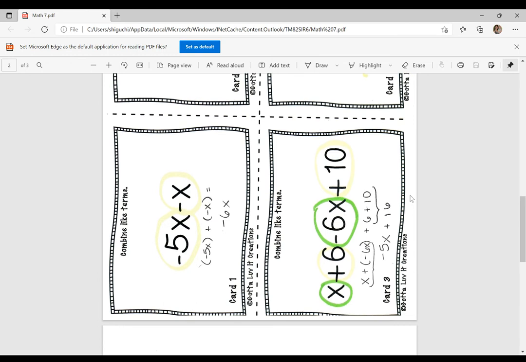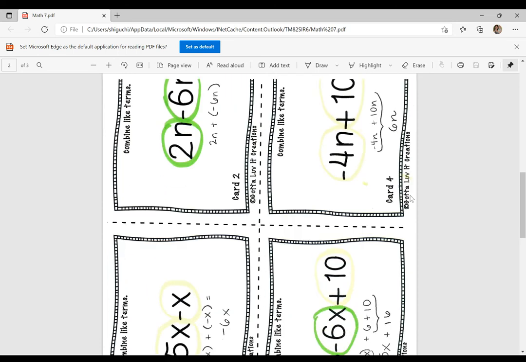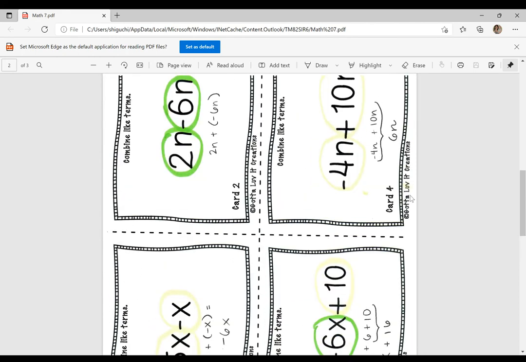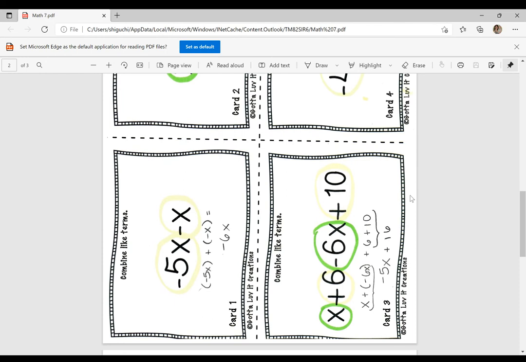In any case, what you're going to do with these task cards, again, is you're going to simplify the expressions by combining like terms. So the first couple, I've shown you an example here. You'll see on card 1 and card 2, they're only one type of term and they are like terms. So I was able to combine them. So example in card 1, negative 5x minus x, those are like terms. They have the same variable and the same exponent. So I combined them by adding them. Negative 5x plus negative x, the simplified version would be negative 6x.